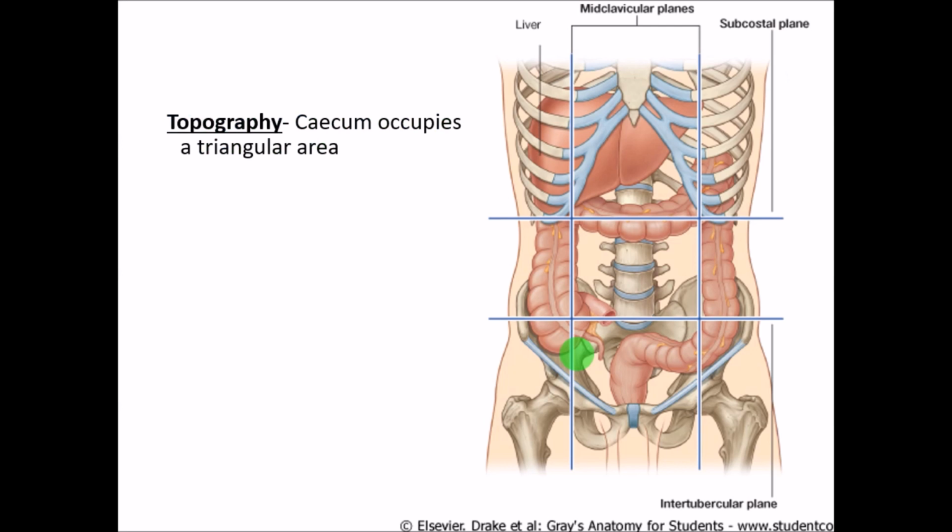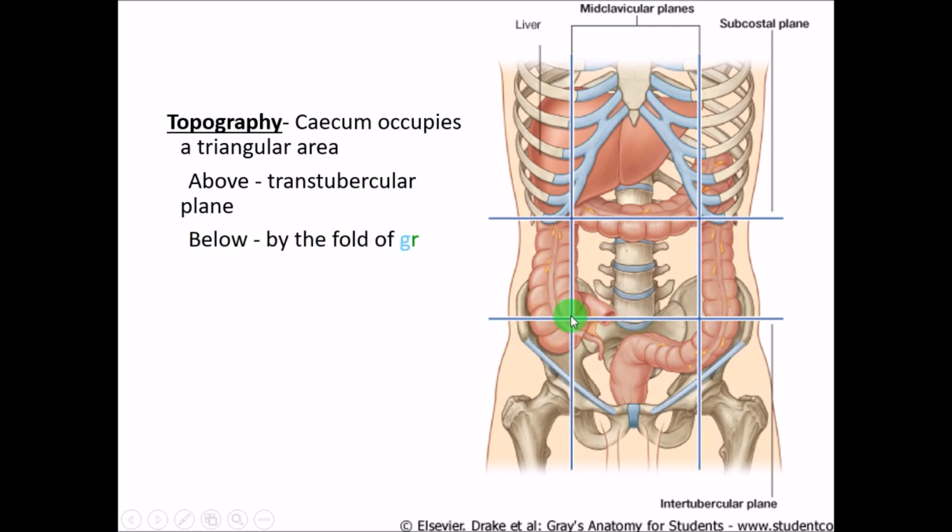Now coming to the topography of the cecum. The cecum occupies a triangular area here. This triangular area is formed above by the transtubercular plane, where a horizontal line is drawn joining the two tubercles of the iliac crest. Below, it is bounded by the fold of the groin, which is just near the inguinal ligament.